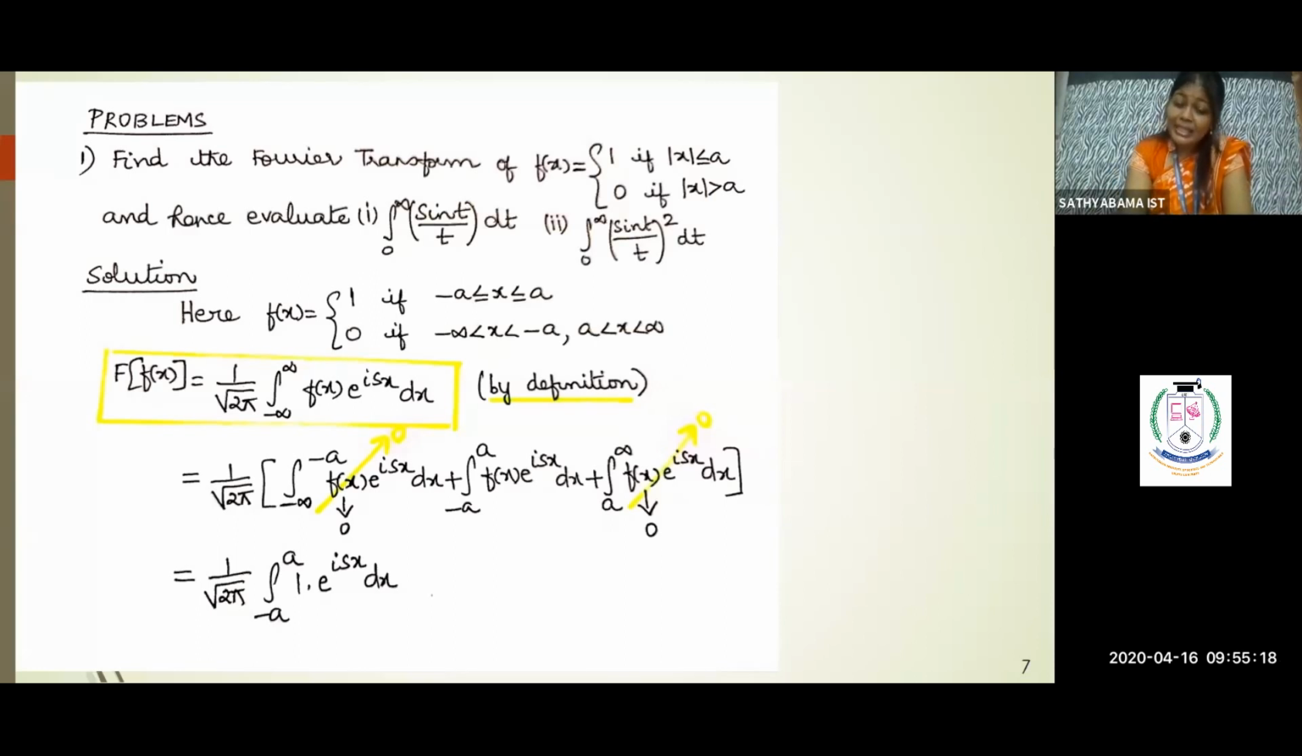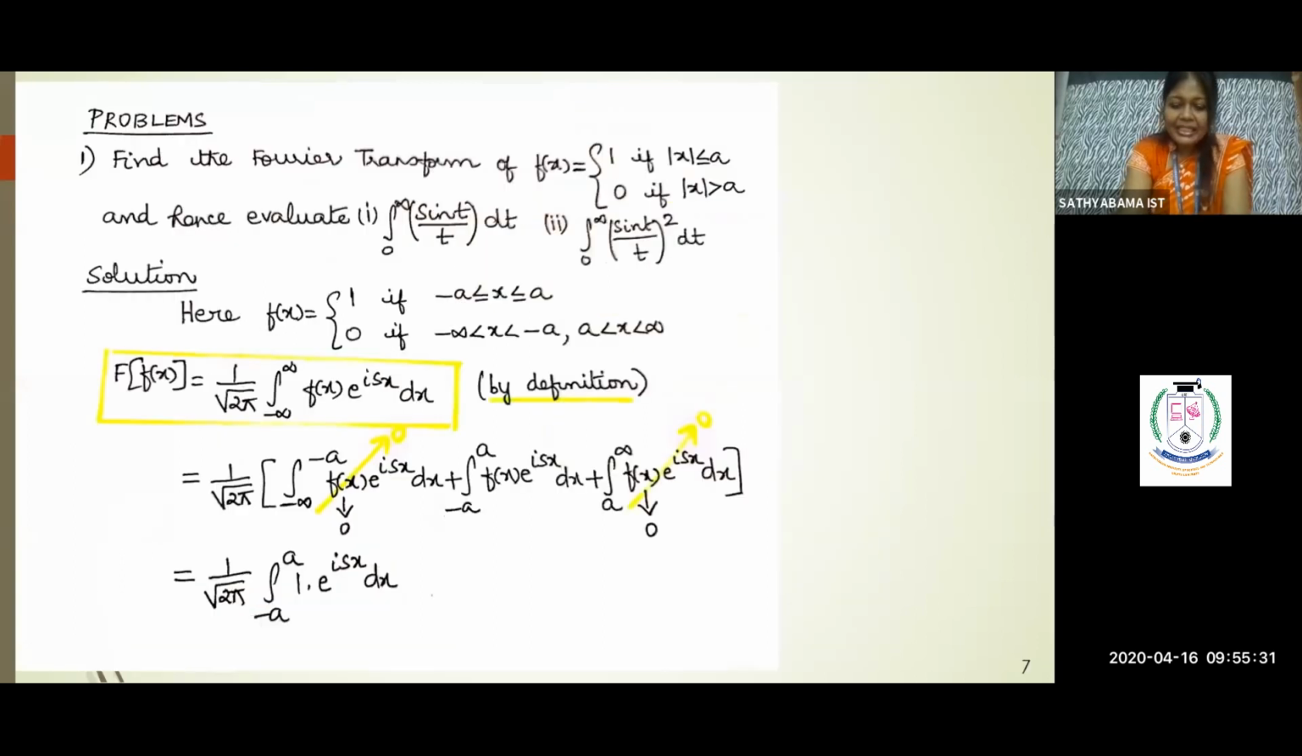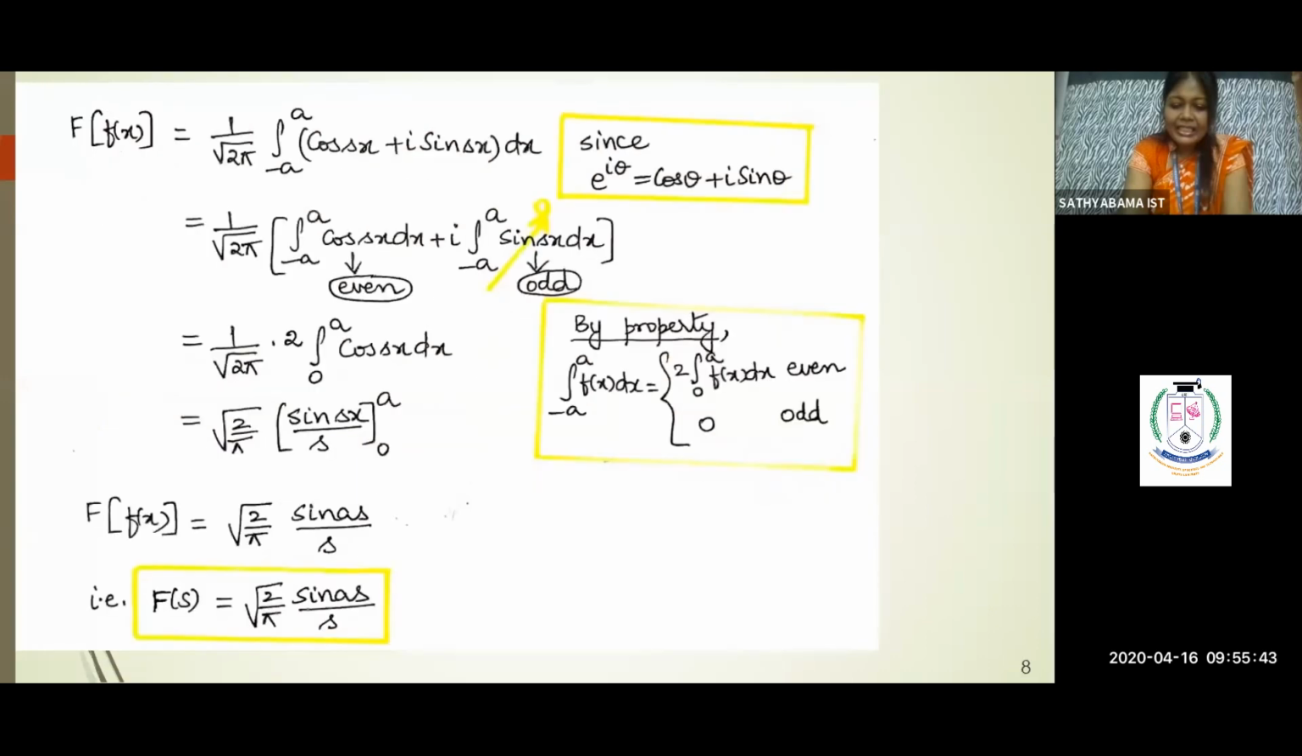Now, I want you to recollect, what is e power i theta? Let's go to the next slide. What is e power i theta? Look at the highlighted yellow portion on the right hand side. What is e power i theta? You all know it is cos theta plus i sine theta, isn't it? So what do I have in the last line? I have e power i s x. Instead of theta, I have s into x. So what is e power i s x? It is cos s x plus i sine s x. I've simply used this, replacing theta by s into x.